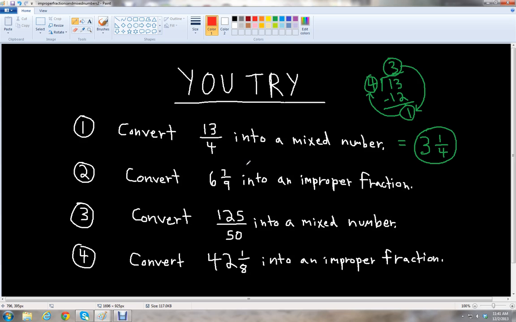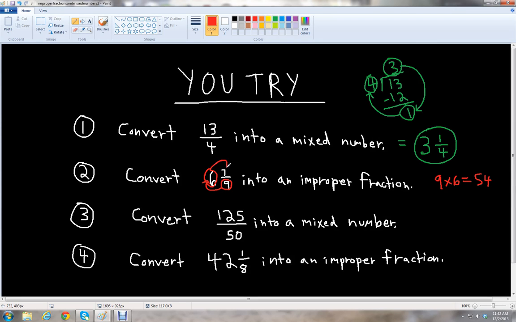Okay, so second problem, convert 6 and 7/9 into an improper fraction. So notice that when you're converting to an improper fraction, like what we did earlier into a mixed number, you're kind of going in a clockwise fashion because you're starting here with 9. Multiply this by 6. So 9 times 6 is 54.